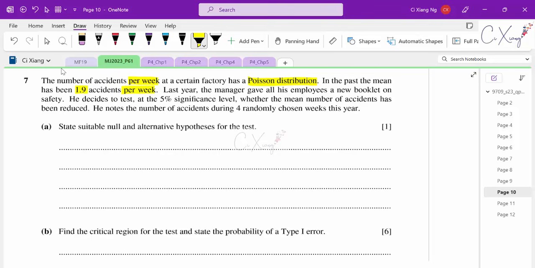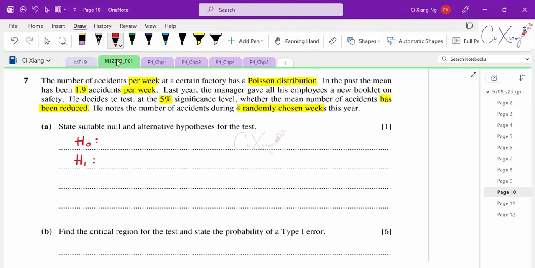Okay, so last year the manager gave all his employees a new booklet on safety. He decides to test at the 5% significance level whether the mean number of accidents has been reduced. To carry out the test, I think this is an important keyword here: the word reduced helps us to form the alternative hypothesis. He knows the number of accidents during 4 randomly chosen weeks. So the sample that they are taking is based on 4 weeks. Right? So state a suitable null and alternative hypothesis for the test. Okay, so now I want to write out the null and alternative hypothesis.